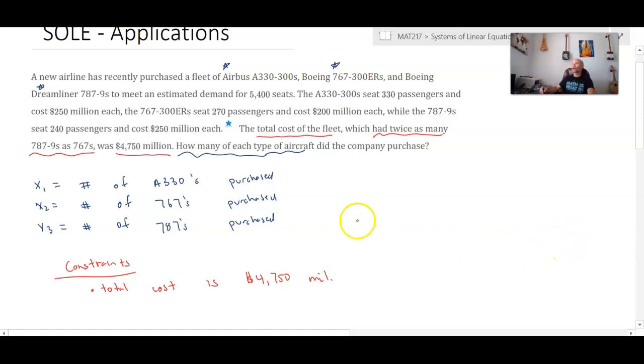Okay, we also have that there are twice as many 787s as 767s. So there are twice as many, there are more of these. There are fewer of the 767s. There are twice as many of those 787s.